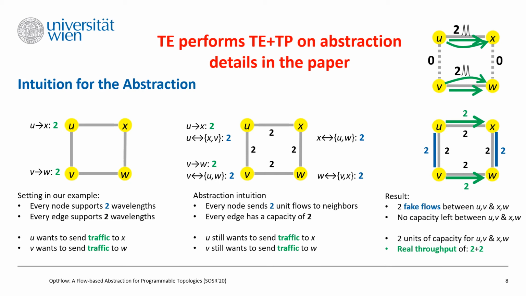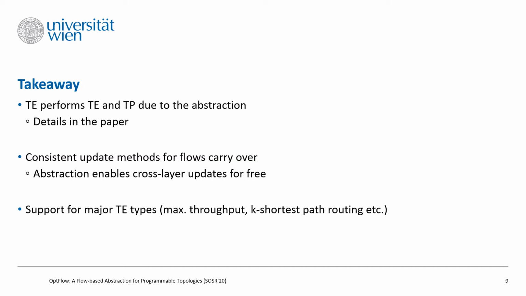Now, what we showed you here is just a high-level intuition. If you would like to see more details, then please take a look at our paper. Some other takeaways are that we can now also get consistent updates, even consistent cross-layer updates, because consistent update methods know how to handle flows, and programmability is here depicted by flows. Moreover, our abstraction can also support major TE objectives, for example, maximum throughput, and also common constraints, for example, k-shortest path routing.